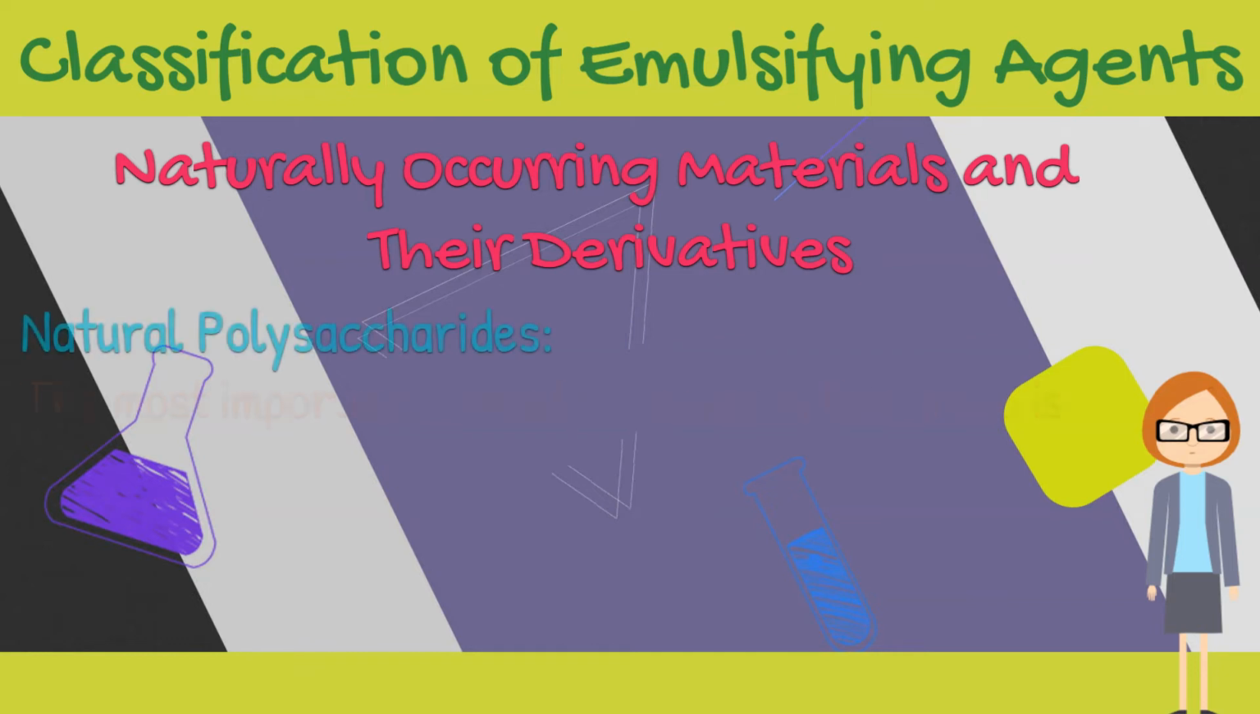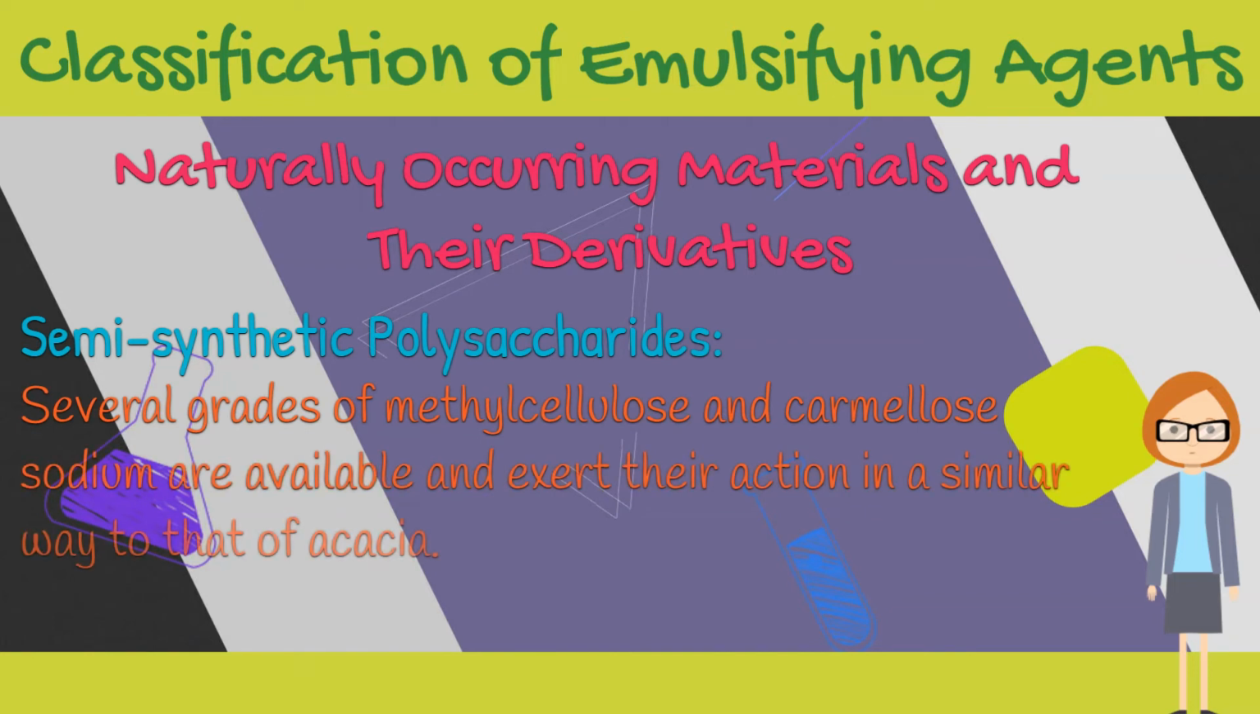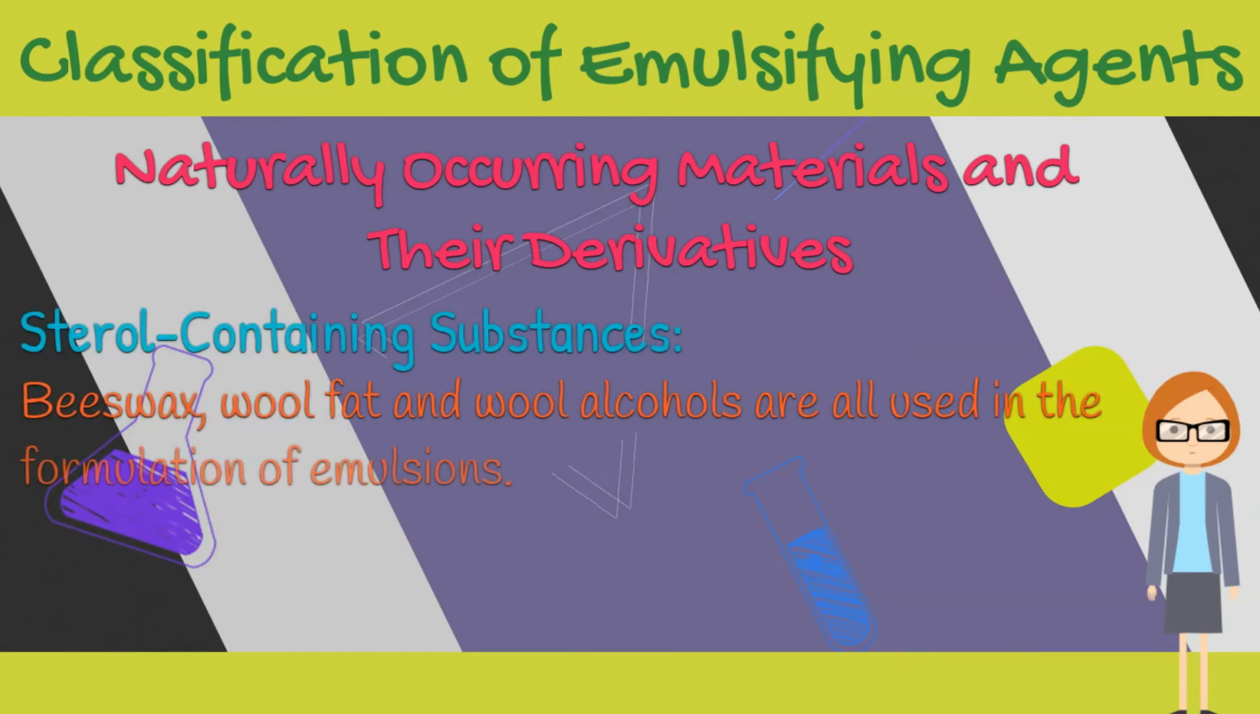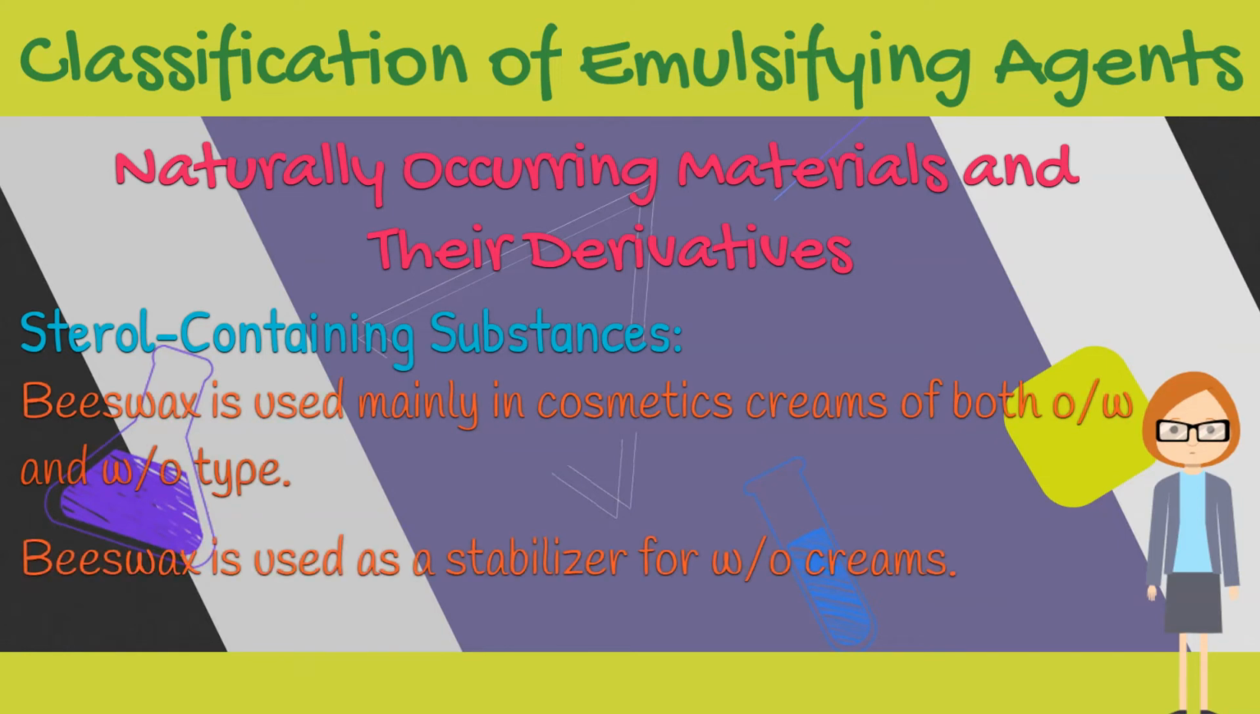Naturally occurring materials and their derivatives include natural polysaccharides. The most important emulsifying agent in this group is acacia. Semisynthetic polysaccharides. Several grades of methylcellulose and carmellose sodium are available and exert their action in a similar way to that of acacia. Sterol-containing substances, beeswax, wool fat, and wool alcohols are all used in the formulation of emulsions. Beeswax is used mainly in cosmetic creams of both oil in water and water in oil type. Beeswax is used as a stabilizer for water in oil creams.